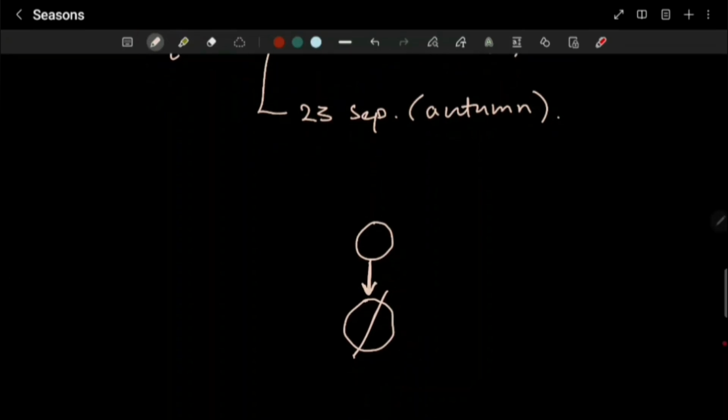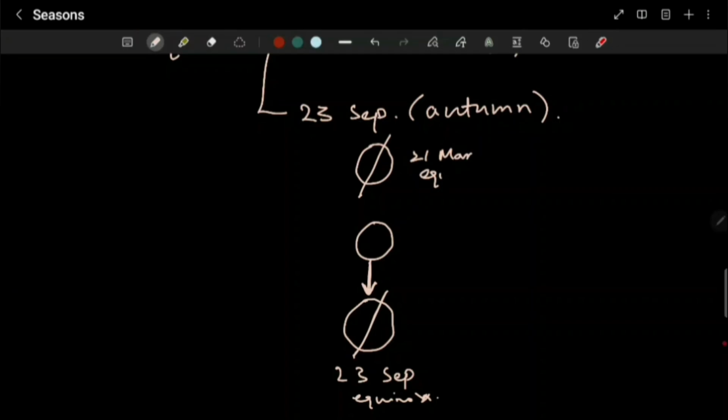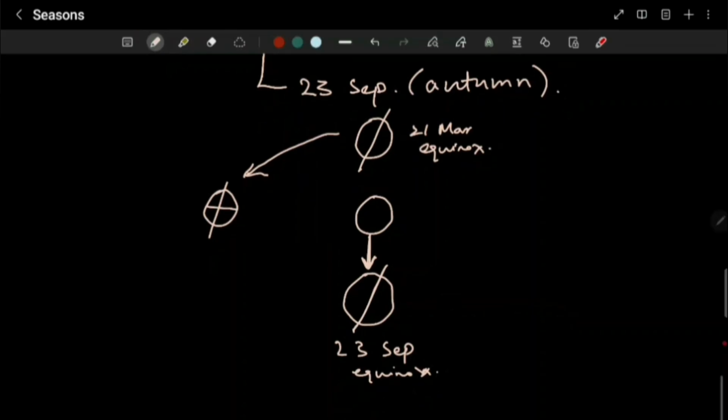And this is the 23rd September equinox. This is the 21st March equinox or the spring season. In 21st March, the sun rises and the 6 months of daylight begins. Then it revolves around the sun and this position comes. Now you know what this position is. This is the summer solstice.